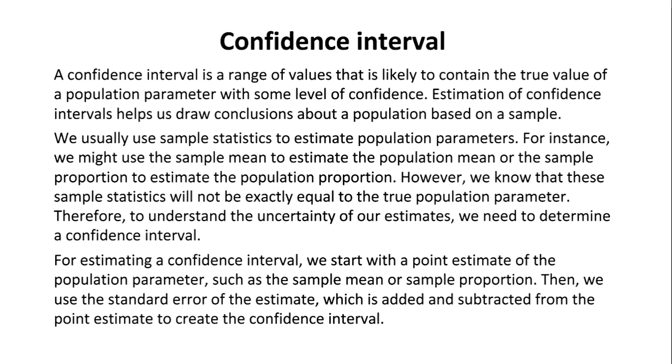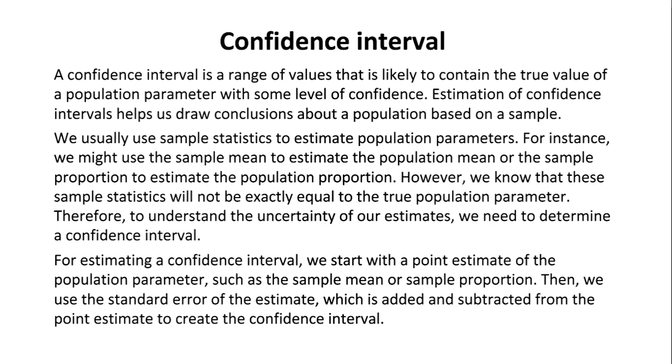We usually use sample statistics to estimate population parameters. For instance, we might use the sample mean to estimate the population mean or the sample proportion to estimate the population proportion. However, we know that these sample statistics will not be exactly equal to the true population parameter. Therefore, to understand the uncertainty of our estimates, we need to determine a confidence interval.